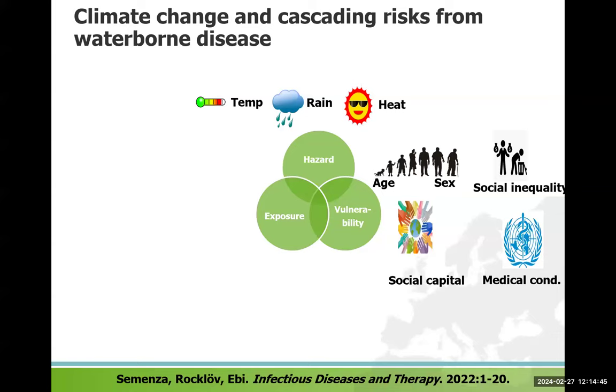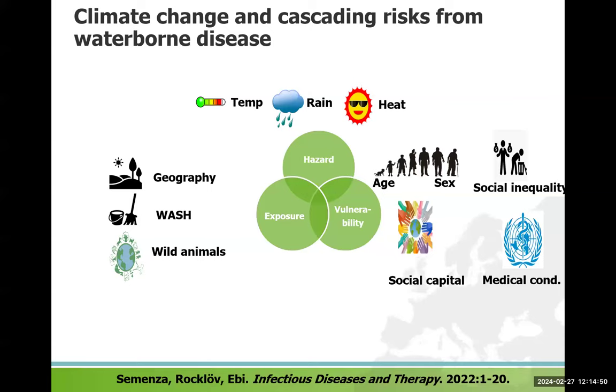And then we need to take into account the exposure of these individuals. What is the geography like? The WASH system, water, sanitation and hygiene system. If we have a dilapidated sanitation system, then these people will be at more risk for exposure. And those three aspects of risk illustrated at the heart here of the Venn diagram, the hazard, vulnerability, and exposure, these are the ones that determine the risk from climate change.